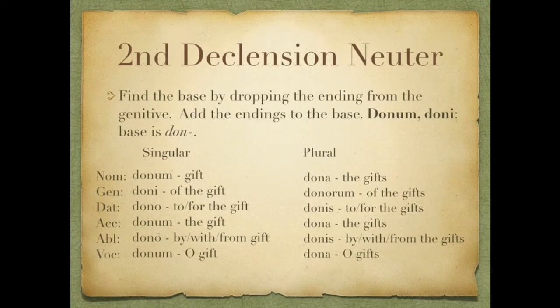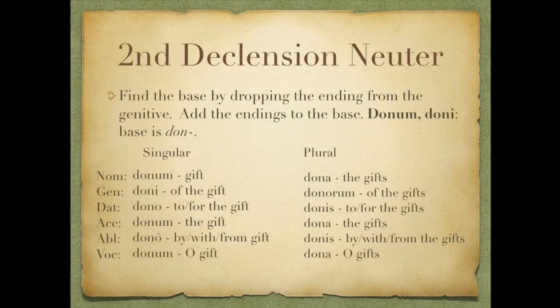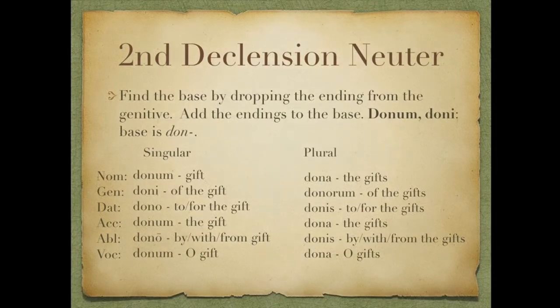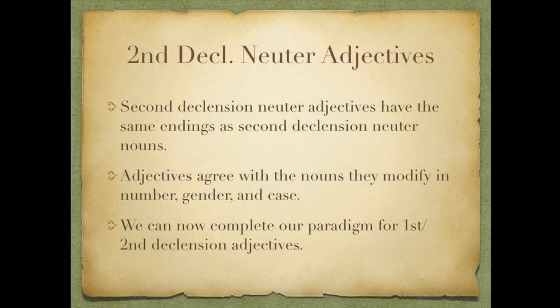Then we go to the plural, nominative dona, gifts, genitive donorum, of the gifts, dative donis, to or for the gifts, accusative plural dona, the gifts, ablative plural donis, by, with, or from the gifts, and vocative plural dona, o gifts. So that was the nouns.